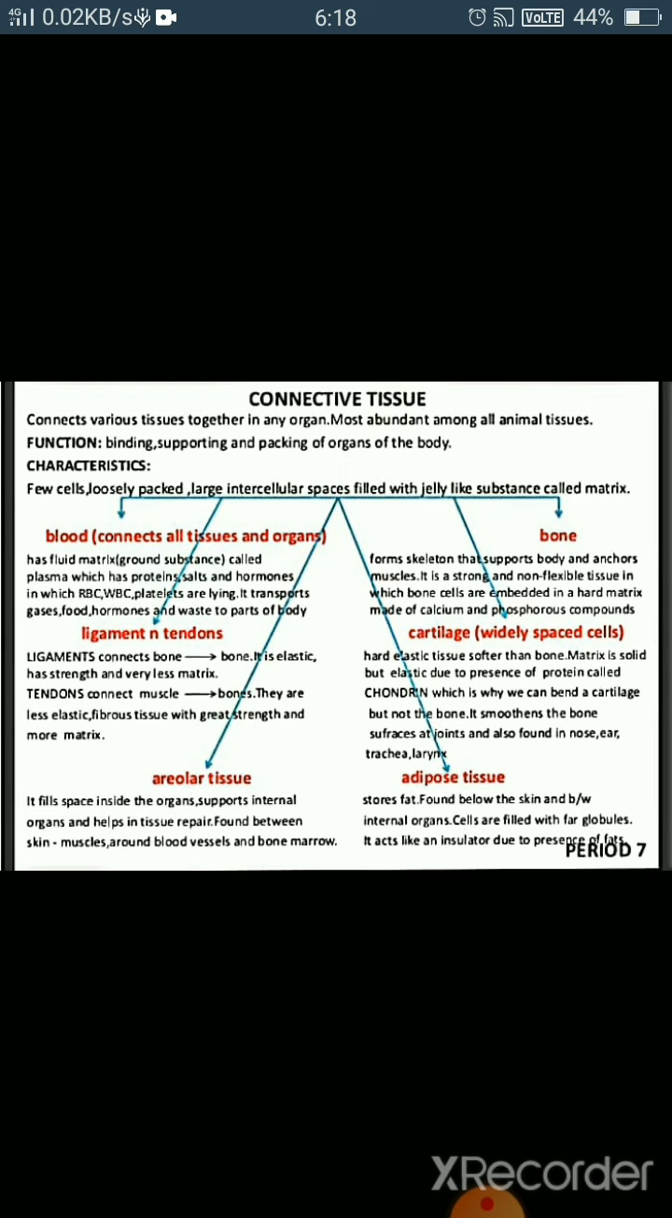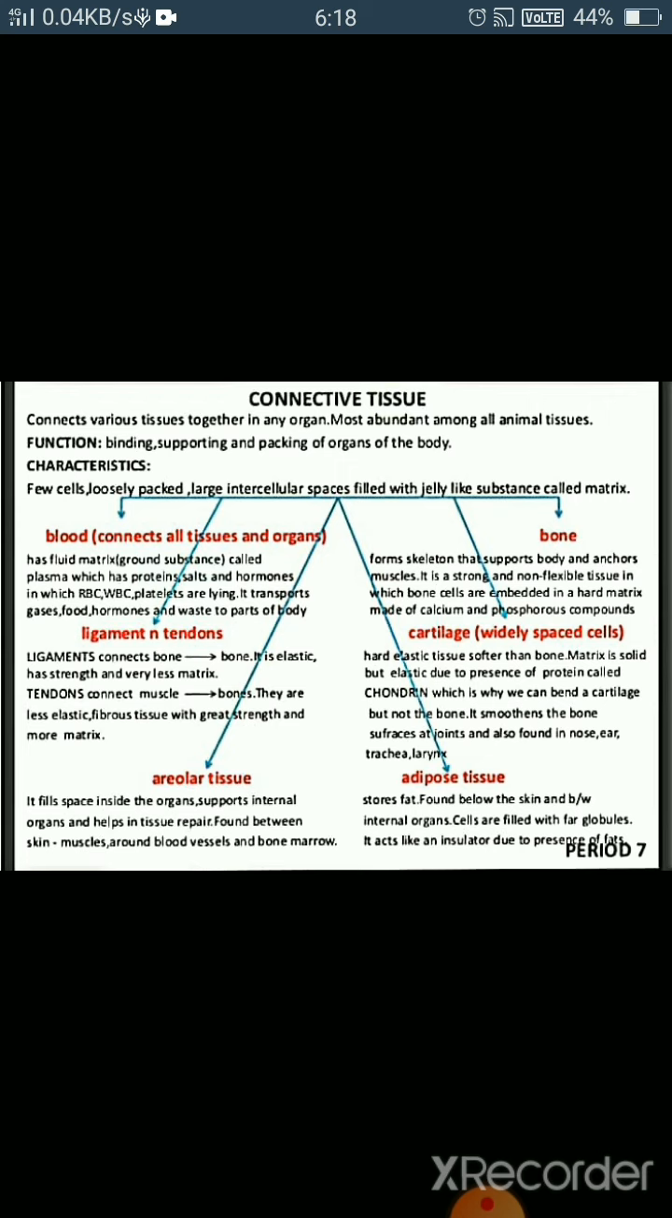Another is areolar tissue. Areolar connective tissue is found between the skin and muscles, around blood vessels and nerves, and in the bone marrow. It fills the space inside the organs, supports internal organs and helps in repair of tissues.